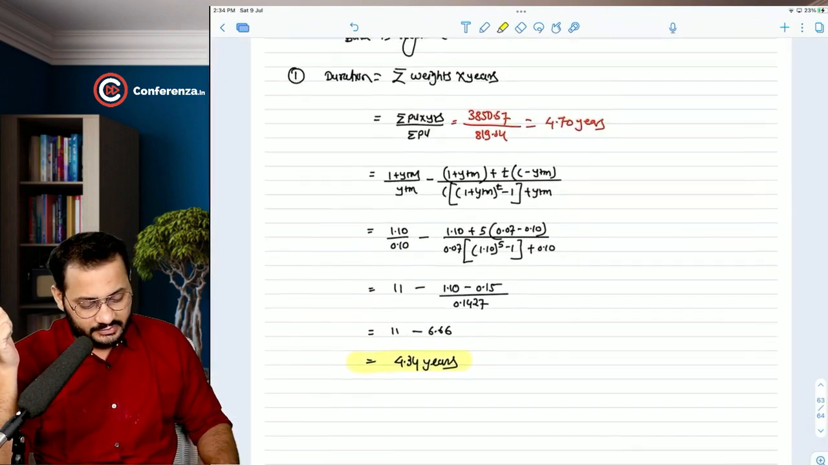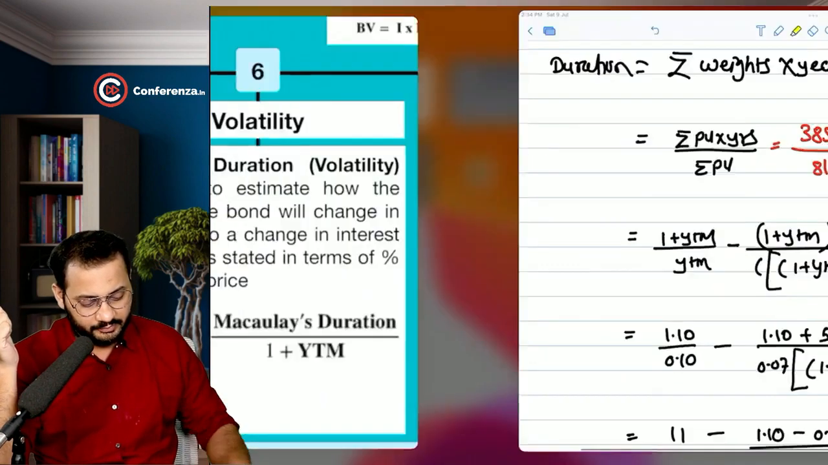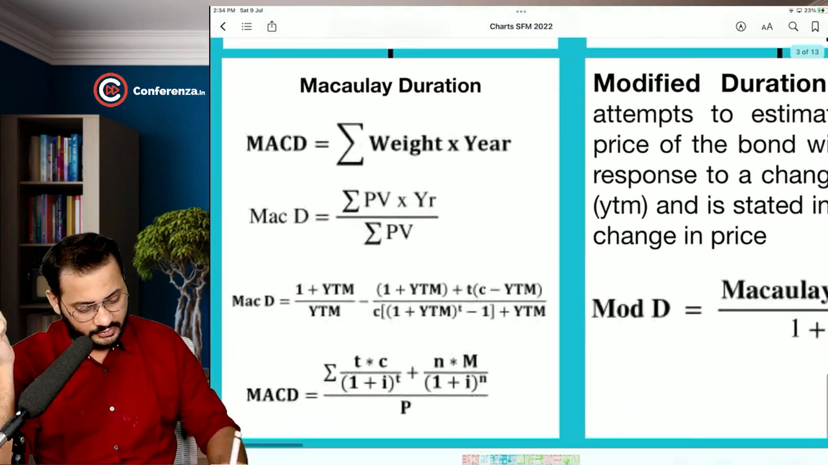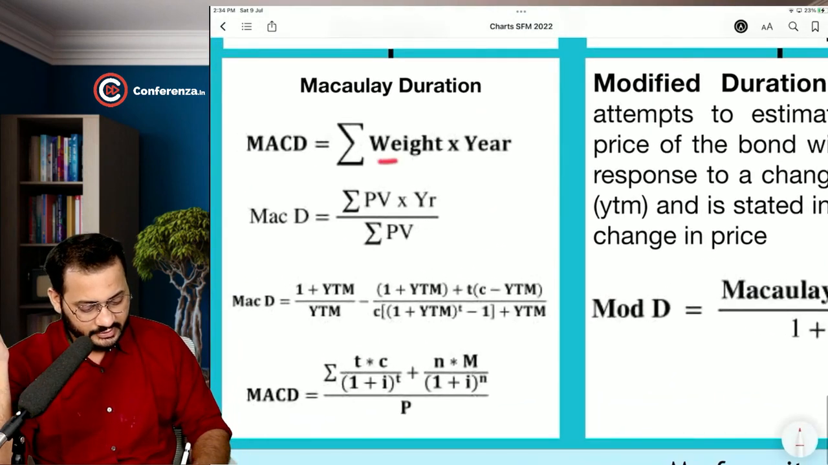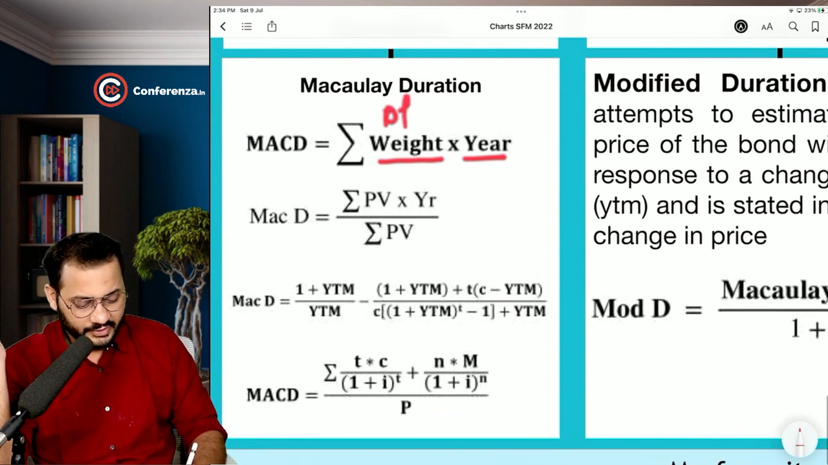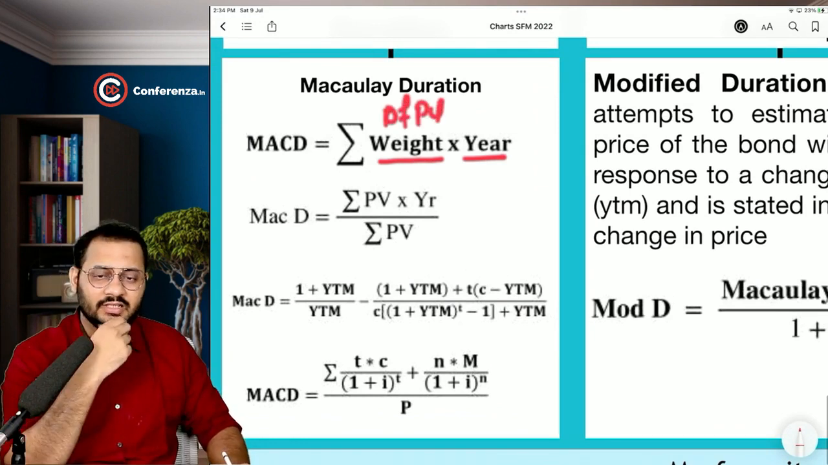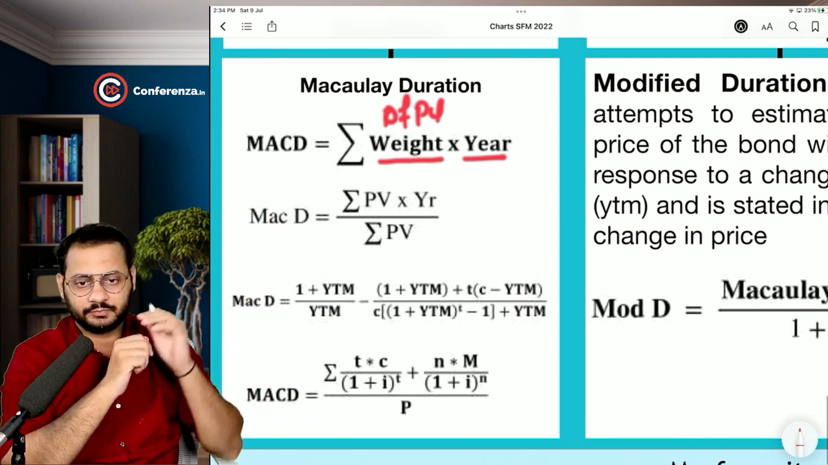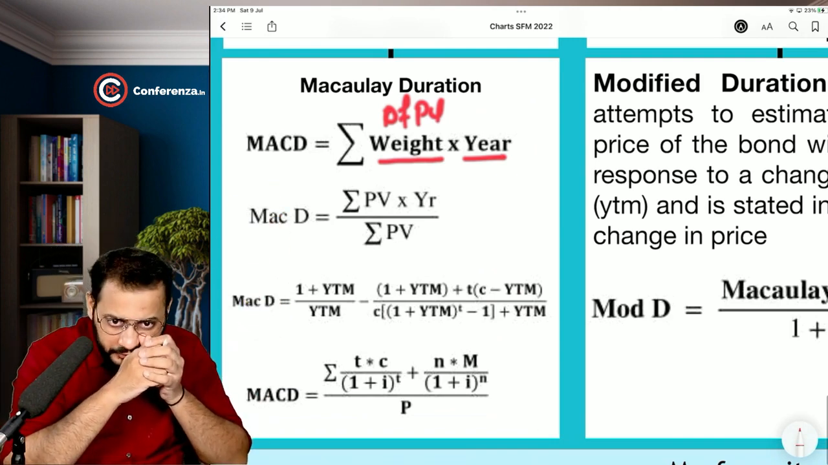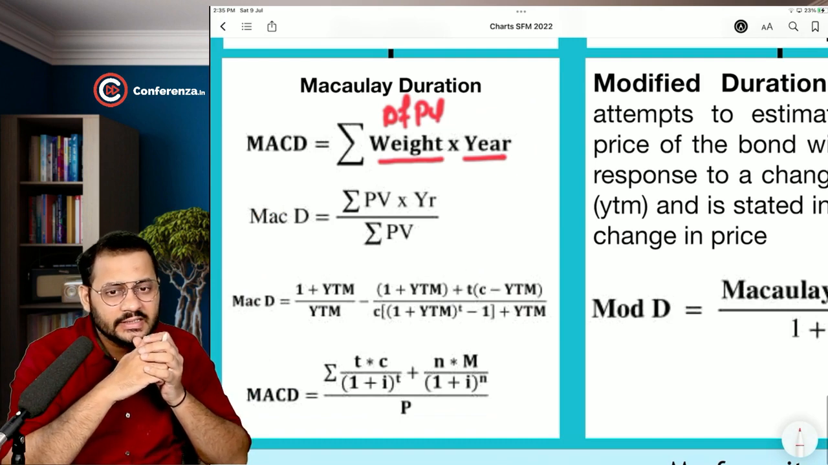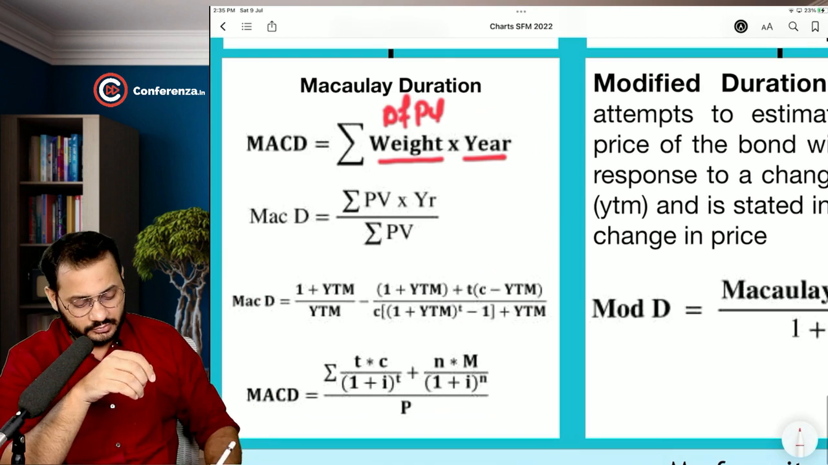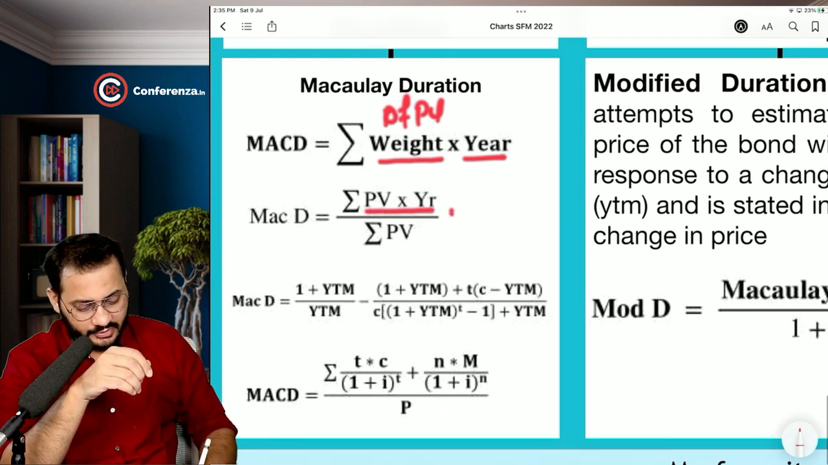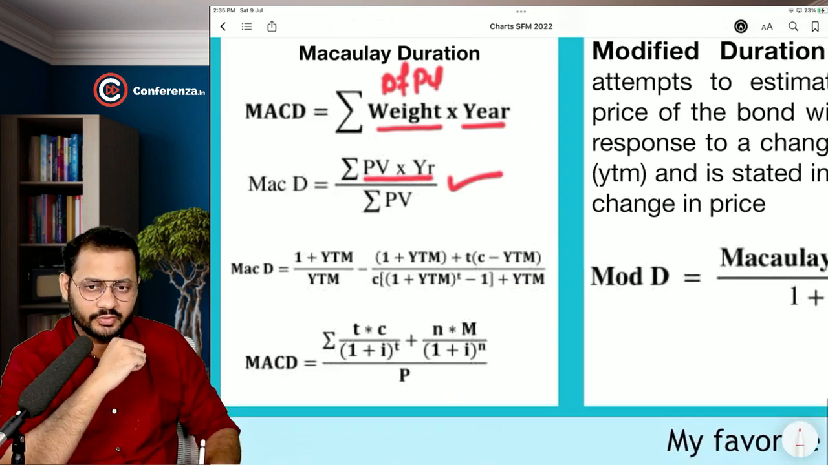Okay, so these are the three formulas that you will have to remember. Coming to the formula of the duration, we have seen this formula. This will be used most of the time. This is the weight of present value into year, and then summation. Please write it down in the charts itself. Then the summation of present value into year, this was the second formula. It will also give you the same answer.